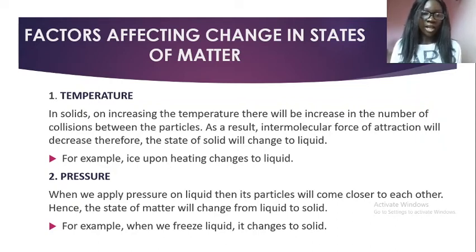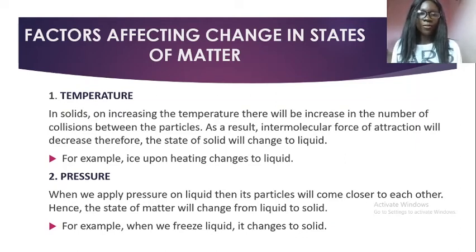So the second factor that affects the change in state of matter is pressure. Now it is the reverse. An increase in pressure will cause the particles to be closely packed together. Hence the state of matter will change from liquid to solid, because of the increase in pressure. For example, when we freeze liquid, it changes to solid. So these are the two factors that affect the change of state of matter.